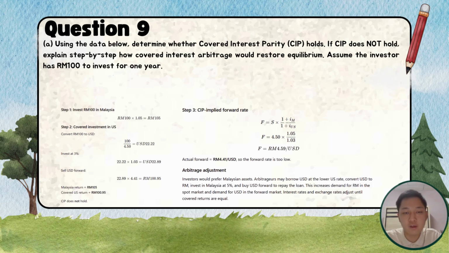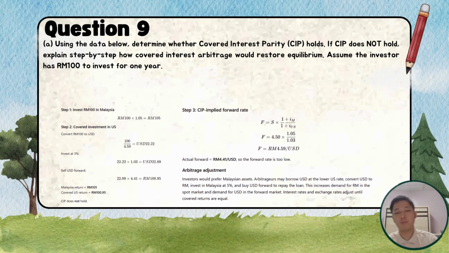After that, I use the 1-year forward rate of 4.41 ringgit per US dollar to convert the US dollars back into ringgit Malaysia. US dollar 22.89 multiplied by RM 4.41 equals about RM 100.95. So the Malaysian investment gives 105 ringgit, while the covered US investment gives only 100.95. Since the returns are not equal, CIP does not hold.